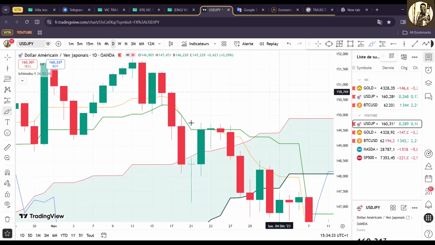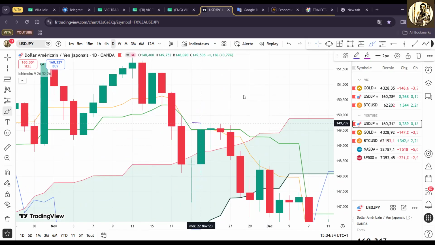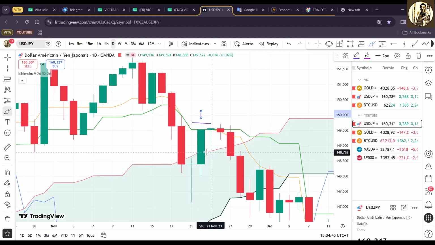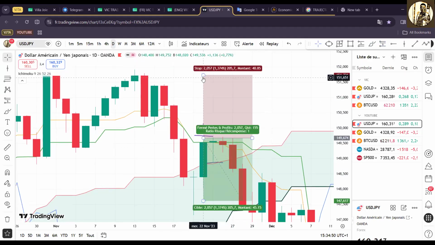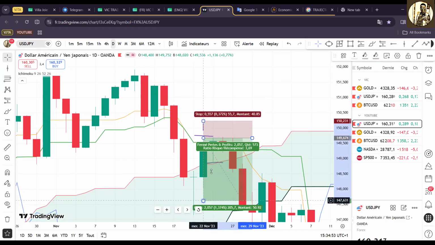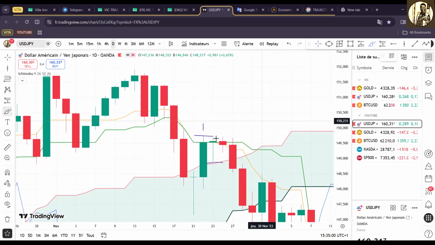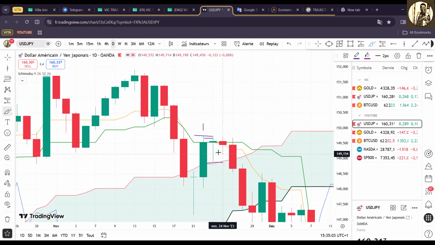Look for example at this one. This is an inverted Kijun. You can enter on the first touch, second touch. This is the first touch of Kijun, right? If you enter here, your take profit will just be below Kijun this way. That will be your first entry. But the second Kijun touch is also there, and your take profit is just always below Kijun. The third Kijun touch is there, and the take profit is now all the way up until the V breaker.